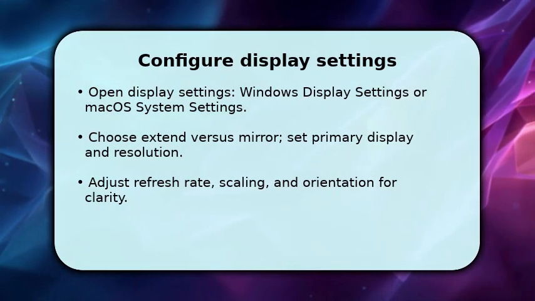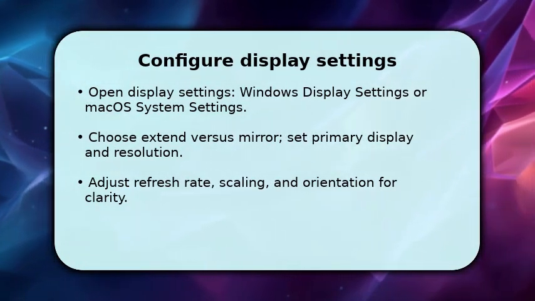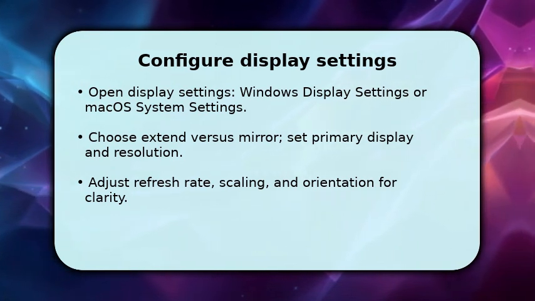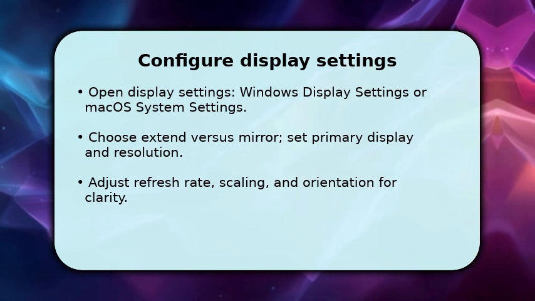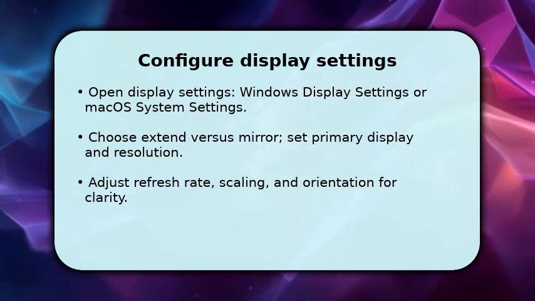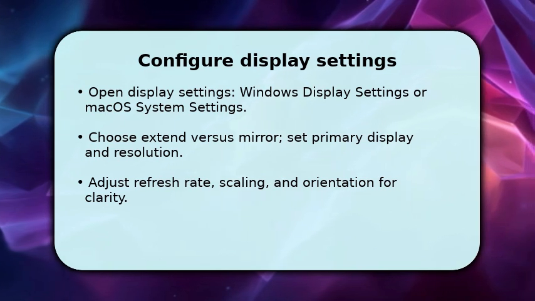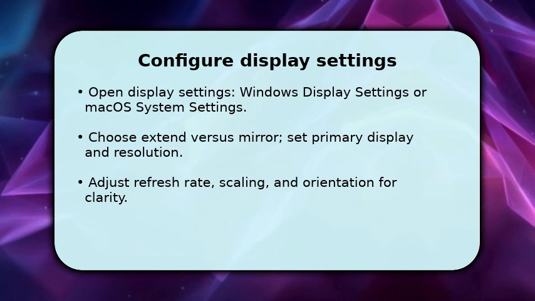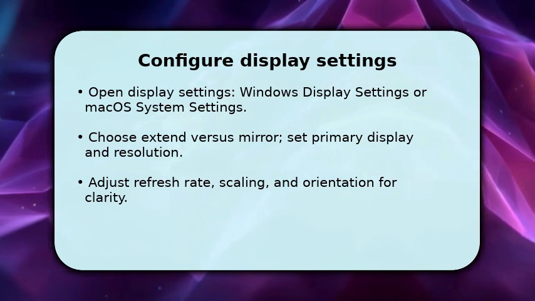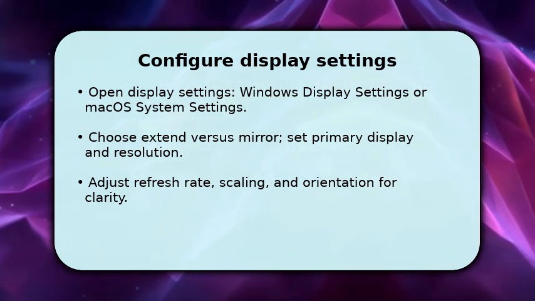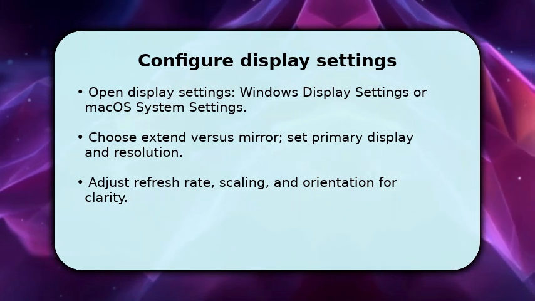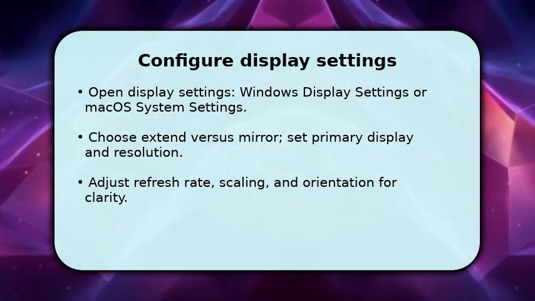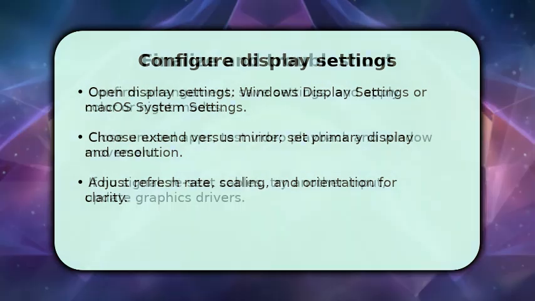Once the cable is connected, open your system display settings to tell the OS how to use the monitor. On Windows, go to Display Settings. On Mac OS, choose System Settings Displays. Decide whether you want to extend the desktop or mirror it, and assign the primary display so taskbars and menus appear where you want. Then, set the resolution and refresh rate to match the monitor's native specs for sharp text and smooth motion. Make scaling adjustments if items look too big or small, and reposition to finish.